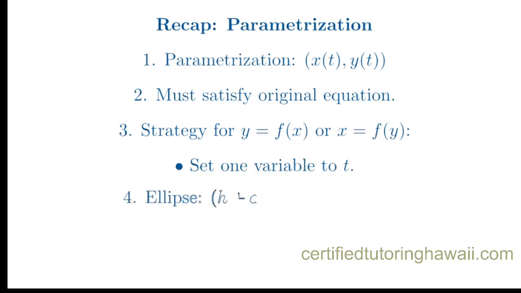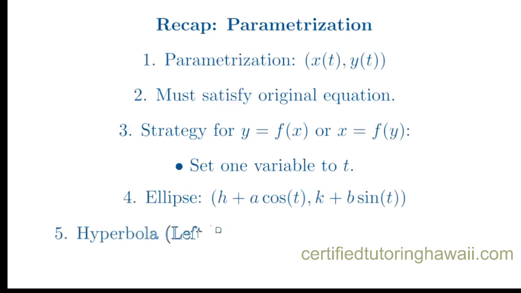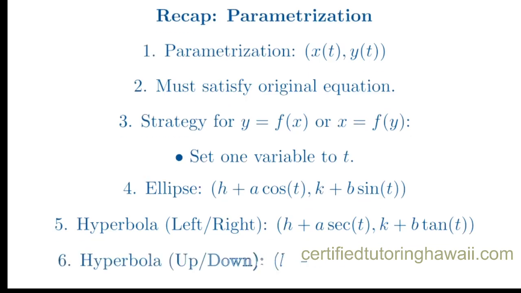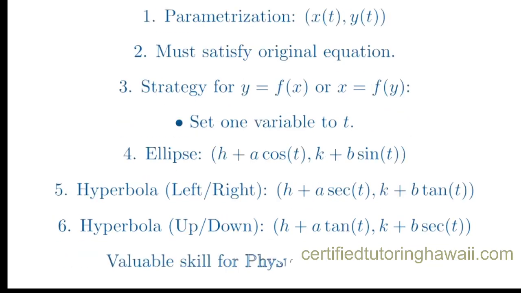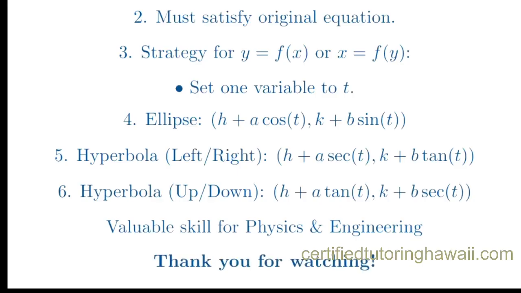For conic sections, we turn to trigonometry. For an ellipse, the sine squared plus cosine squared equals 1 identity is our key. For a hyperbola, we use the secant squared minus tangent squared equals 1 identity, being careful to choose the correct form based on the hyperbola's orientation. The skill of expressing these equations in different forms is incredibly valuable, not just for understanding geometry, but also for advanced topics in physics and engineering. You are now equipped to take a given curve and represent it parametrically.